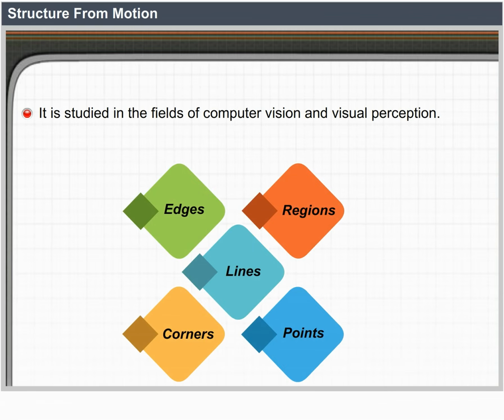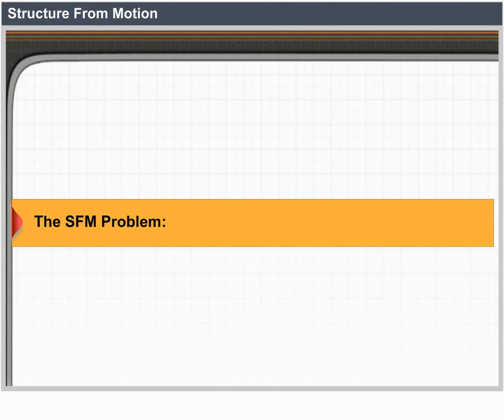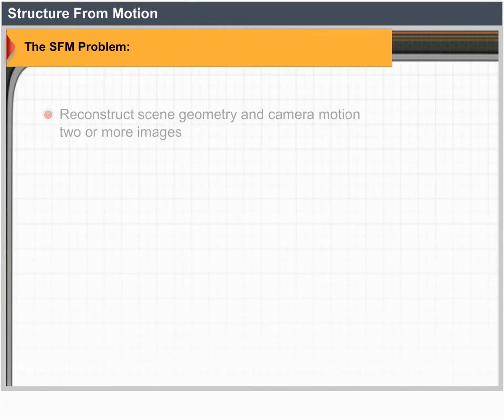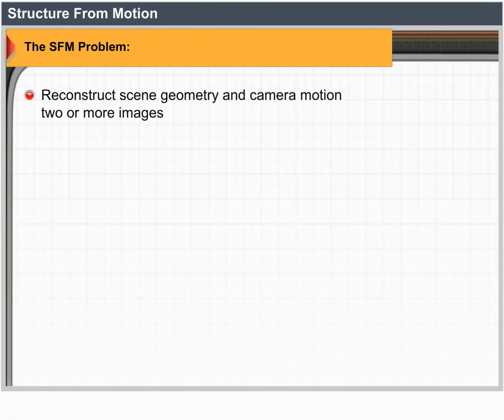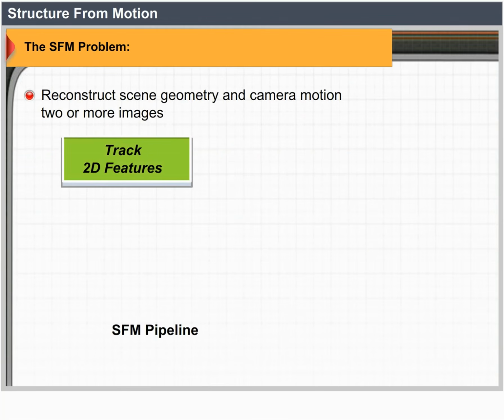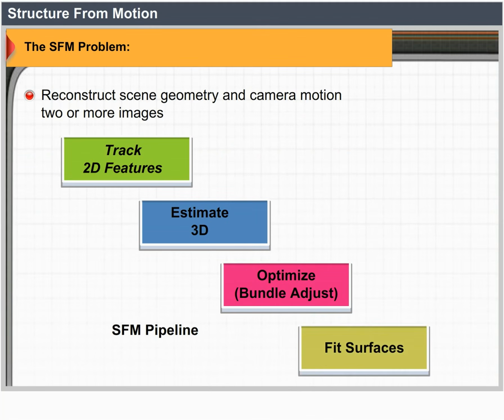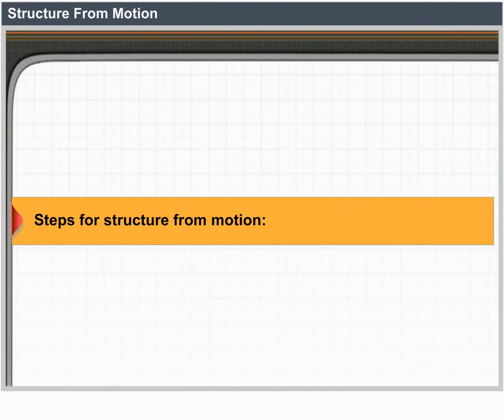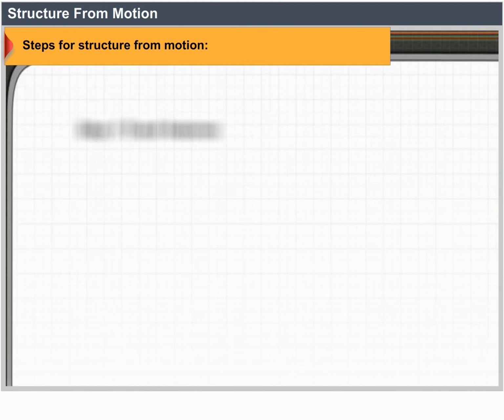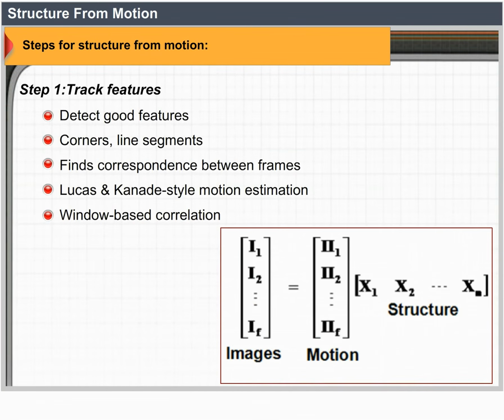The SFM problem. Reconstruct scene geometry and camera motion from two or more images. The SFM pipeline or block diagram can now be seen. Steps for structure from motion. Step 1. Track features. Detect good features, corners, line segments, find correspondences between frames, Lucas and Kanade style motion estimation, window-based correlation. The matrix on screen represents track features.